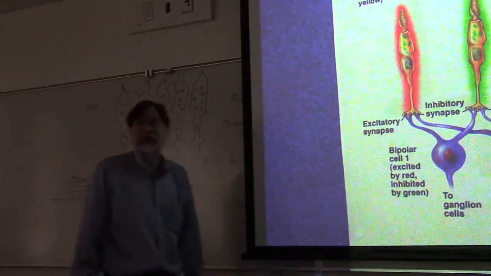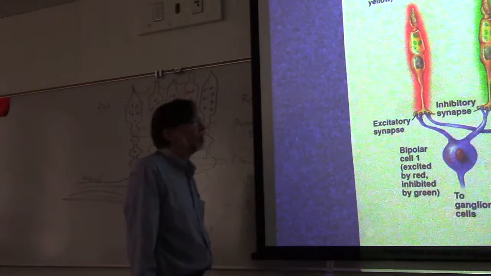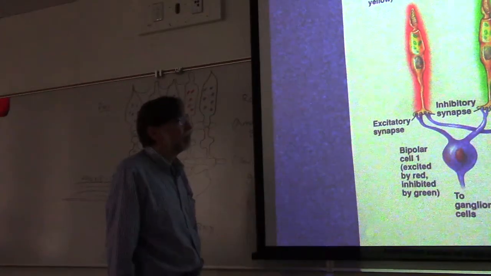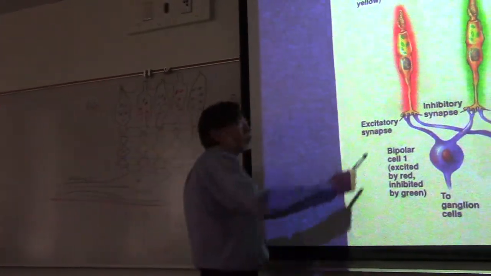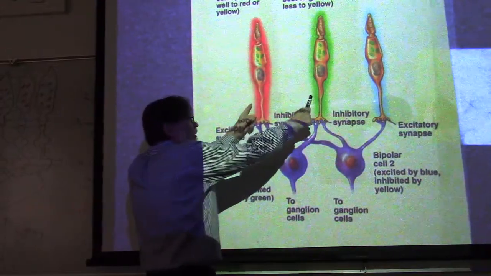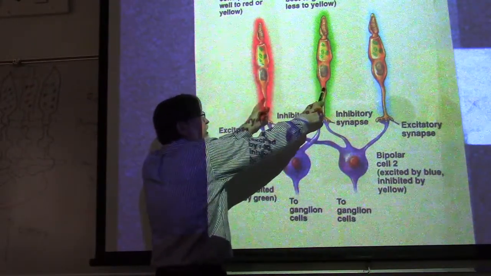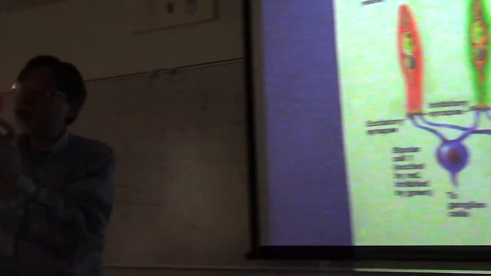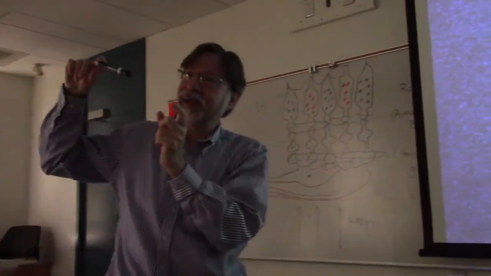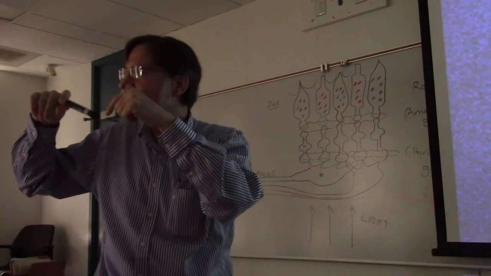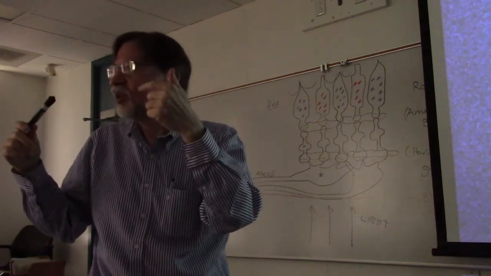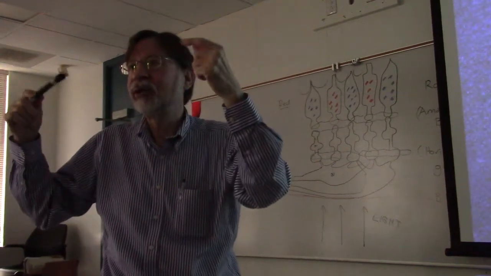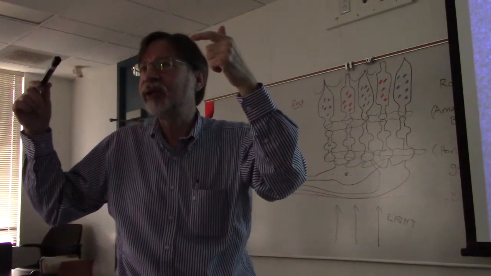Now what we're going to do in the demonstration is, if I light both of these up, are you going to see red or green? If I shine both red and green light together, which white light is composed of, right? Red, orange, yellow, green, blue, indigo, and violet.